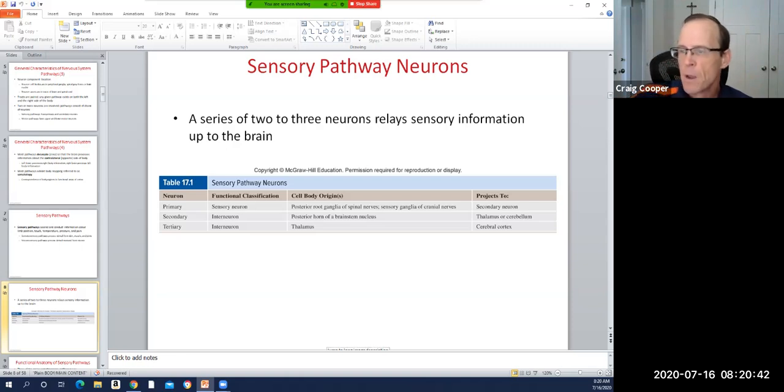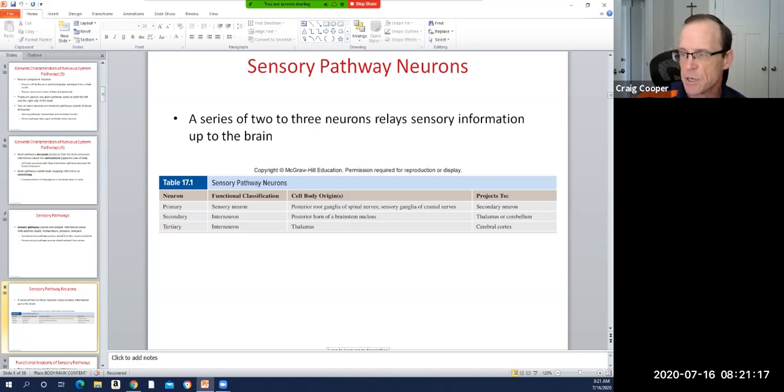So our primary neuron is going to be the one that has the sensory receptor to it. The cell body for that is going to be in that posterior root ganglia, which we've talked about. And then that is going to travel up through the spinal cord and then typically synapse somewhere either in the spinal cord or the brainstem, which is the most common location. And then it's going to ultimately connect to the thalamus, and then the thalamus is going to send its axon to the actual part of the cerebral cortex in that postcentral gyrus. So that's the 3 neurons that we typically see.